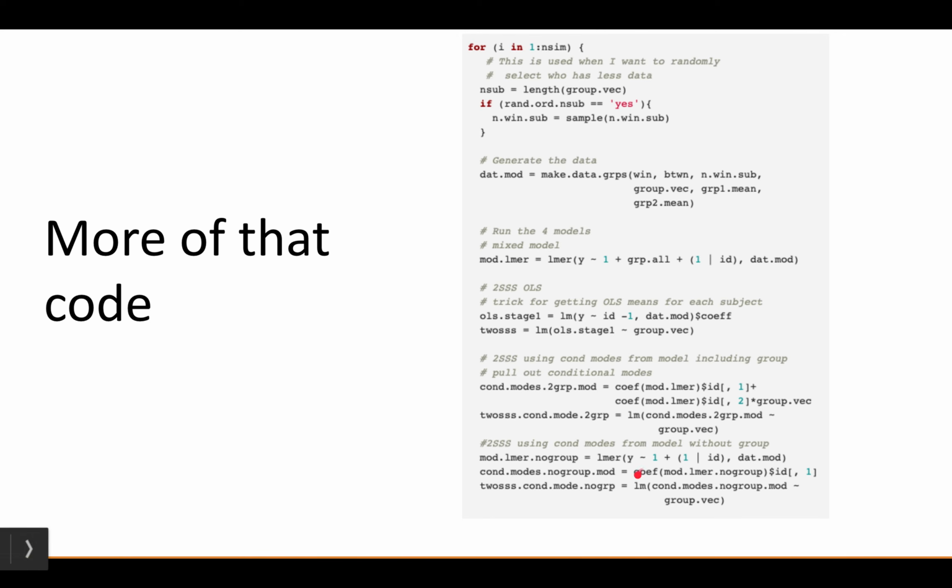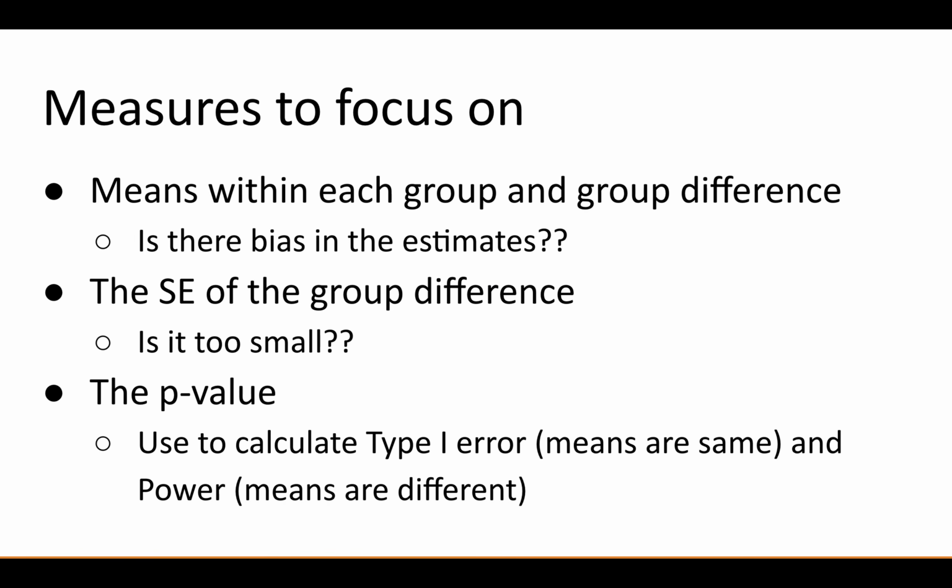Last but not least, this is probably the more common way to extract conditional modes, is just have a model with an intercept in it and extract the conditional mode for each subject and run a 2-sample t-test of those. So just spoiler, the bias here is going to be towards the mean of each group. The bias here is going to be toward the overall mean. That's problematic.